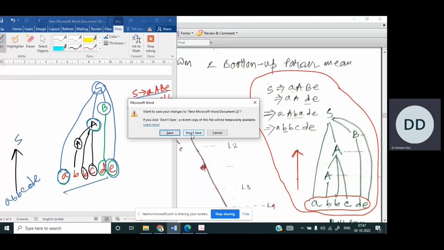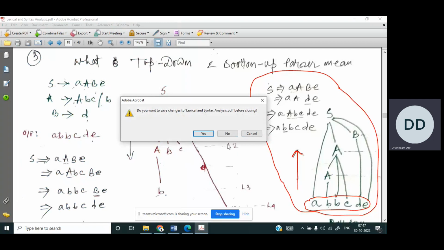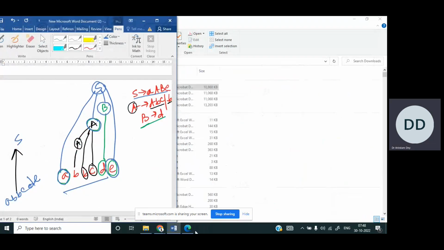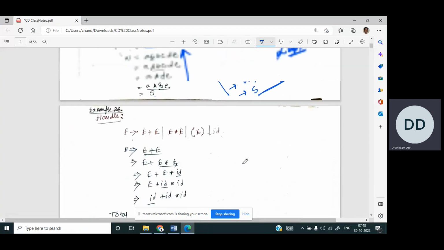Okay. Don't save. I have to cancel it. Okay, I am closing this portion. Okay, now I am moving to the main content over which I was focusing.